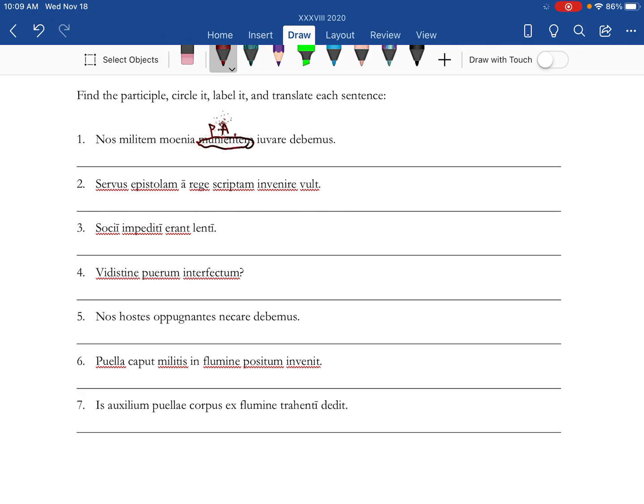Here's your participle. It's a present active participle. And it's going to be modifying soldier. We ought to help the soldier fortifying the walls.